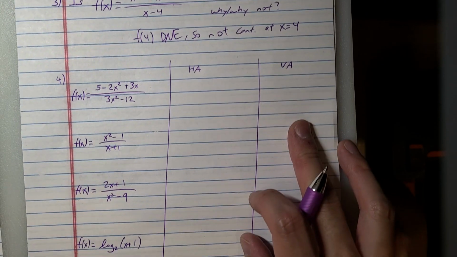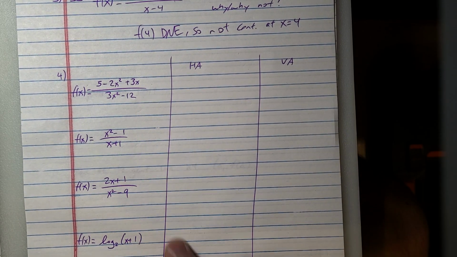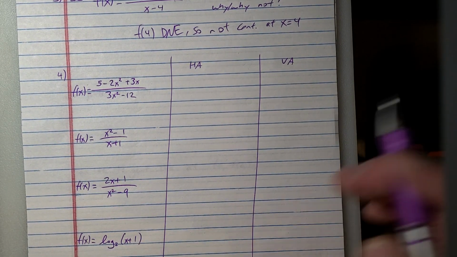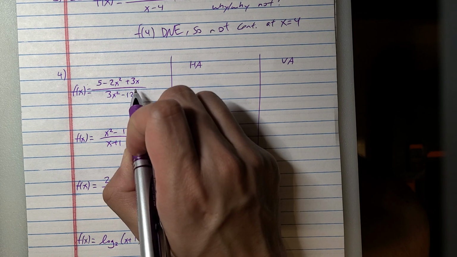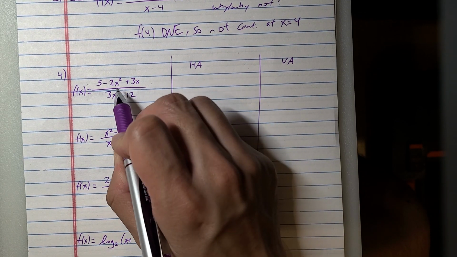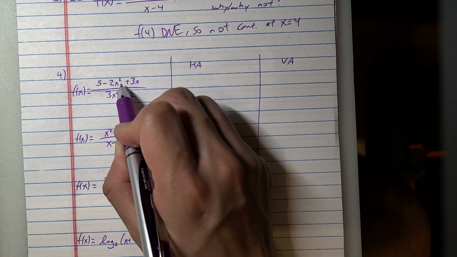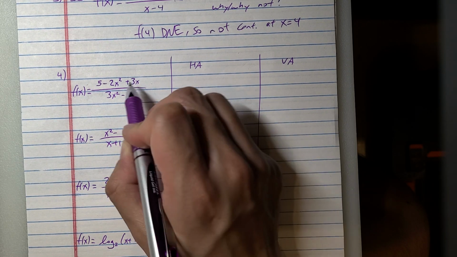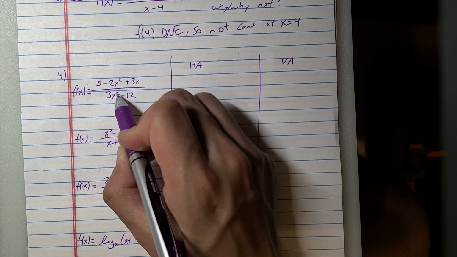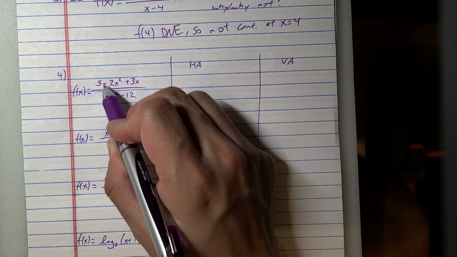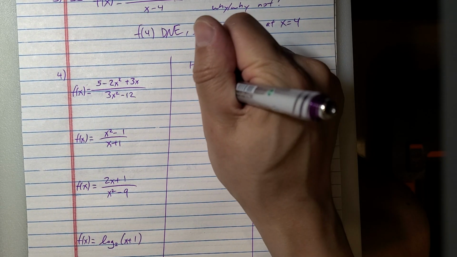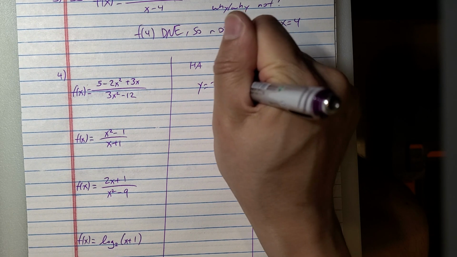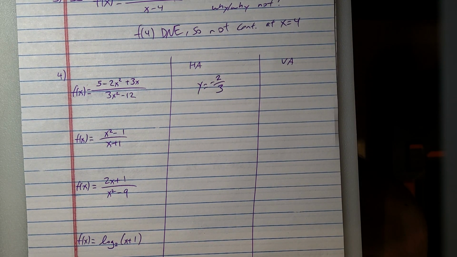Next one, we're asked to find horizontal and vertical asymptotes with these functions. No work needs to be shown really for these, and that's what the problem says. Horizontal asymptote. Remember, polynomial over a polynomial? We do the degree test. The degree of the top is equal to the degree of the bottom, so we take the ratio of the leading coefficients. y is minus 2/3 would be our answer.